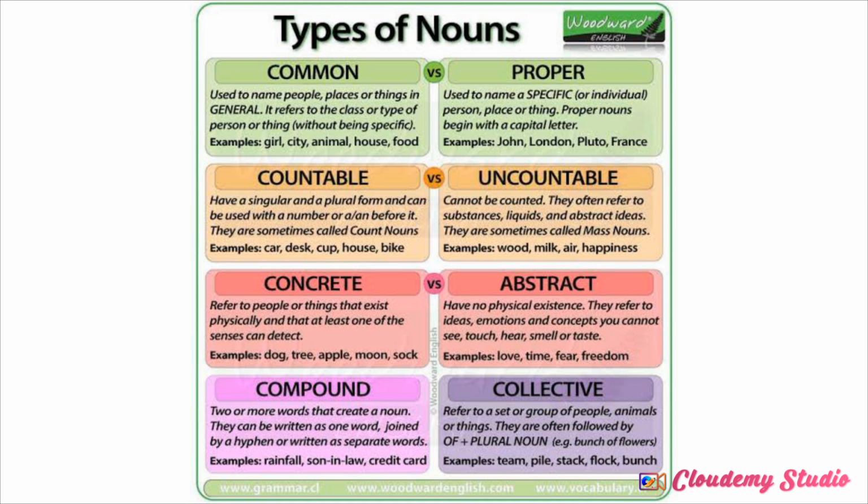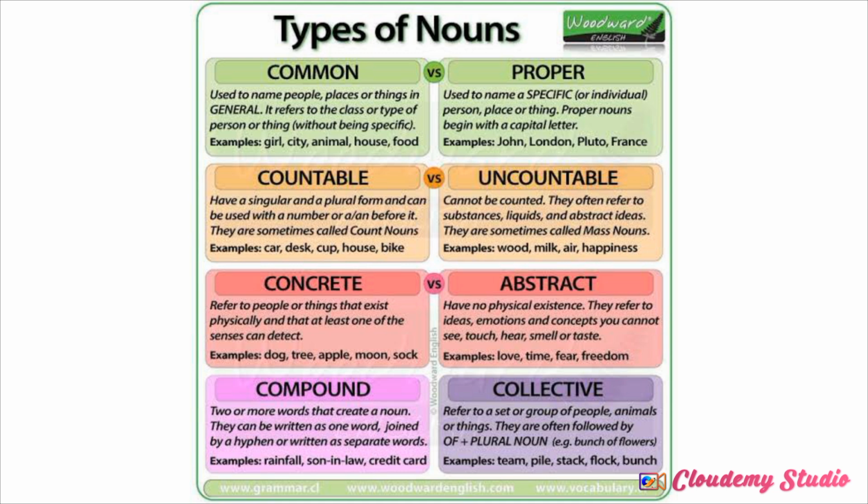Girl, city, animal are considered common nouns. Names like Taj Mahal, Hira, Harry, Ram will be considered proper nouns. Countable nouns are the things which we can count, for example, car, desk, cup, and house. The things which we cannot count come under uncountable nouns, for example, wood, milk, air.